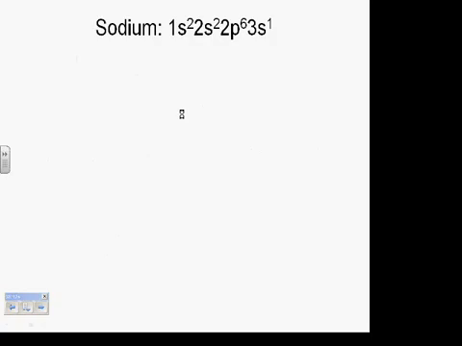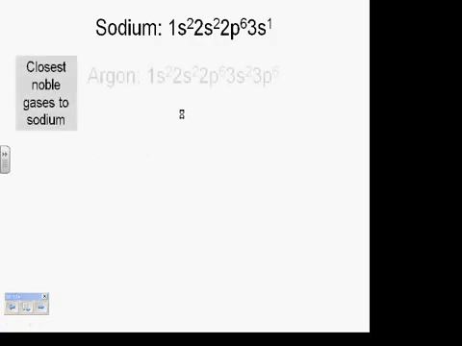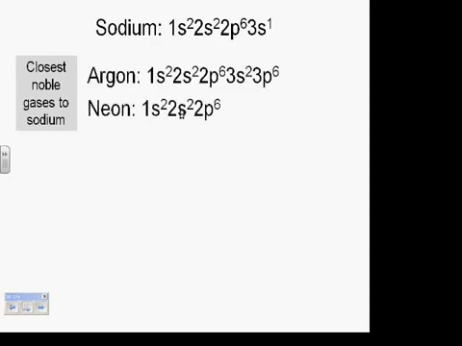Let's try another one. Sodium. Sodium's electron configuration looks like that, and the closest noble gases to sodium are argon and neon. Now, if you look, which one is going to be the easiest one for sodium to change its electron configuration to look like? It'd have to be neon. If sodium loses one electron, it would be exactly the same electron structure as neon. It would have 8 valence electrons, and that's very stable. It's basically cleaned out its third energy level and gone down to a full 2 level.